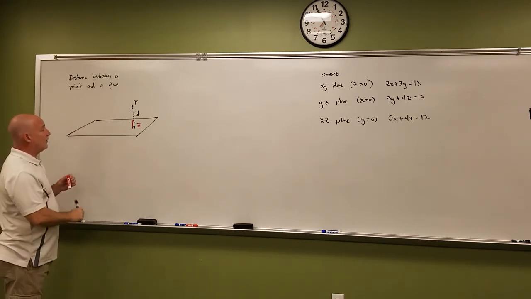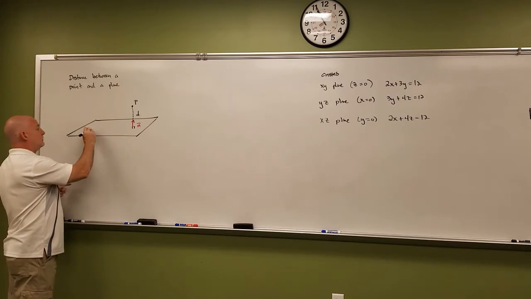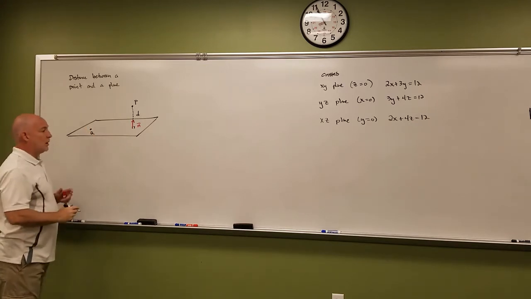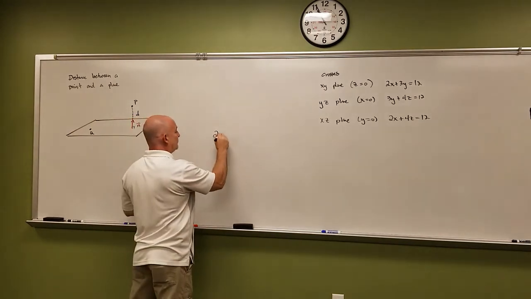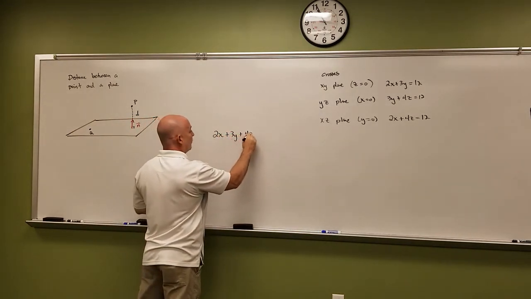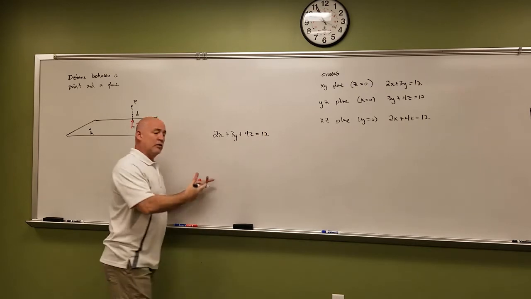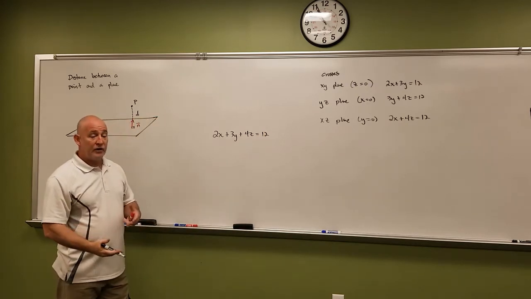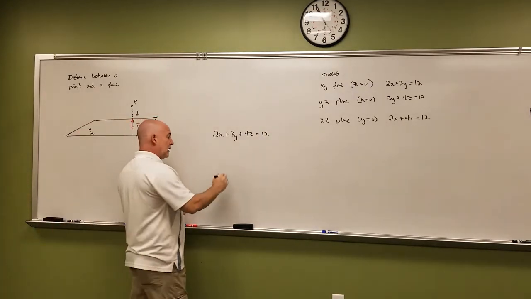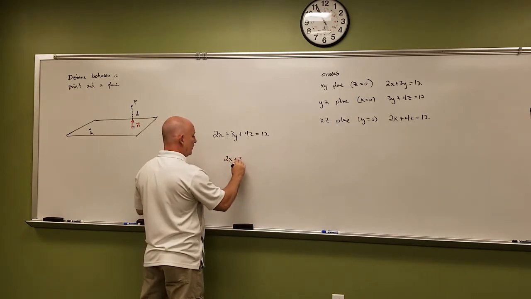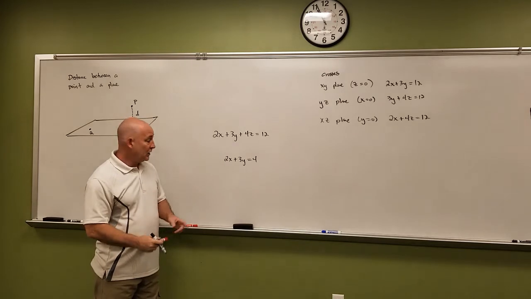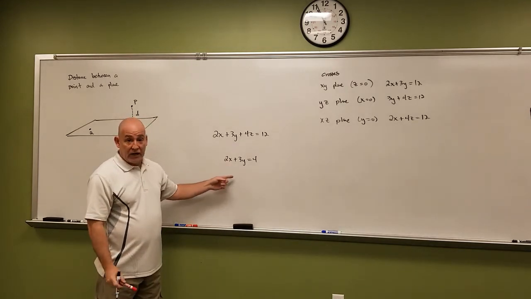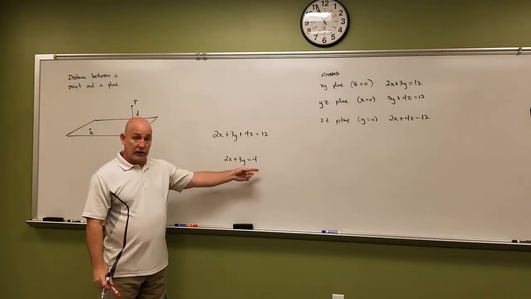And I can always find a point in the plane. Out here, let's call that Q. Now, how in the world would we find a point if I just gave you the equation? So I have 2x plus 3y plus 4z is equal to 12. And I said, what's a point in that plane? Well, think about how we did it in 2 dimensions. If I gave you the equation 2x plus 3y is equal to 4, and I said find a point on that line, what would you do? You'd pick a value for either x or y, you'd plug it in and you'd solve, right?